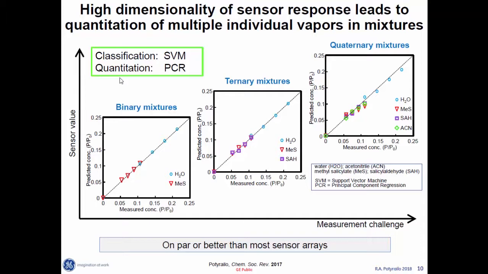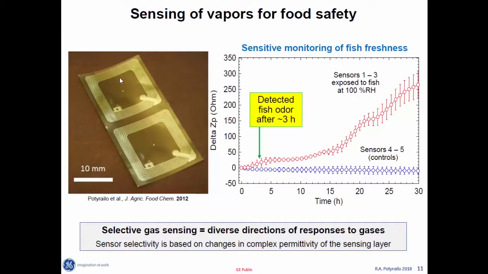I also, in my talk, don't use the words, maybe I will use it once, machine learning, and these are the tools that we use from our toolbox, because they were known before that terminology came into a variety of applications. But you can see these are single sensors that discriminate or quantify different components in complicated mixtures.